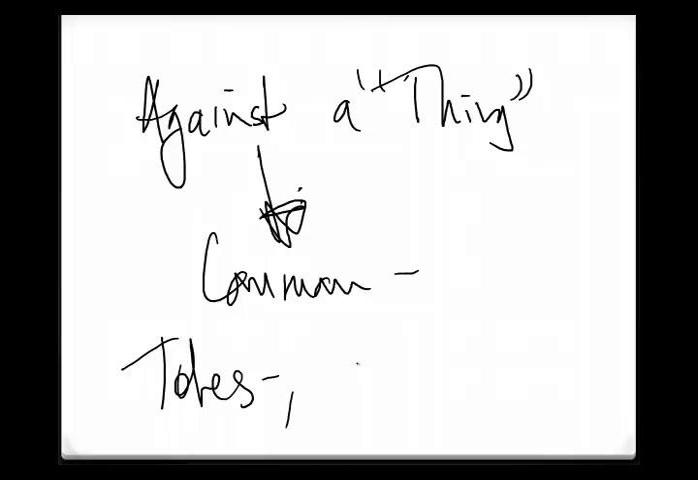So equity abhors a forfeiture. Number 9, equity does not require an idle gesture. Number 10, one who comes into equity must come with clean hands. And the common law opposite to that is the unclean hands doctrine. So they're two separate things. Equity delights to do justice and not by halves.